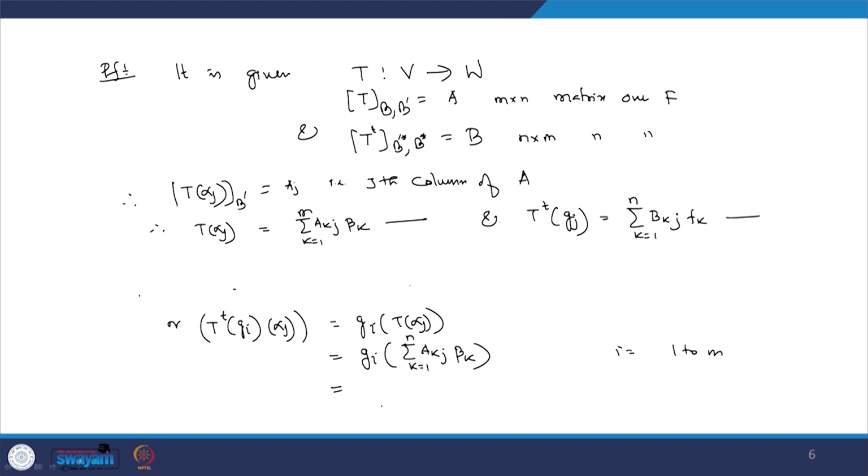So, according to the definition, this is equal to the sum of A k j g i of beta k, k equal to 1 to n, and g i of beta k is equal to delta i k. So, this is equal to A i j. So, T transpose g i of alpha j equals A i j.